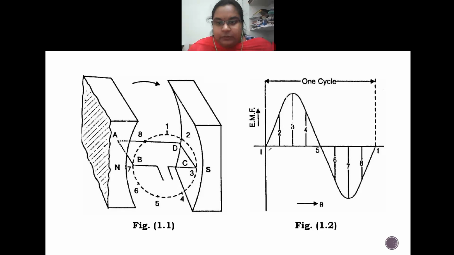This part gives us how the EMF is generated in the positions from 1 to 5. Again, after position 5, the conductor is moved like this, and it is coming back to its original position. But while it is coming back to its original position, because of the change in the direction of motion, the direction of the EMF induced in the conductors will also change.